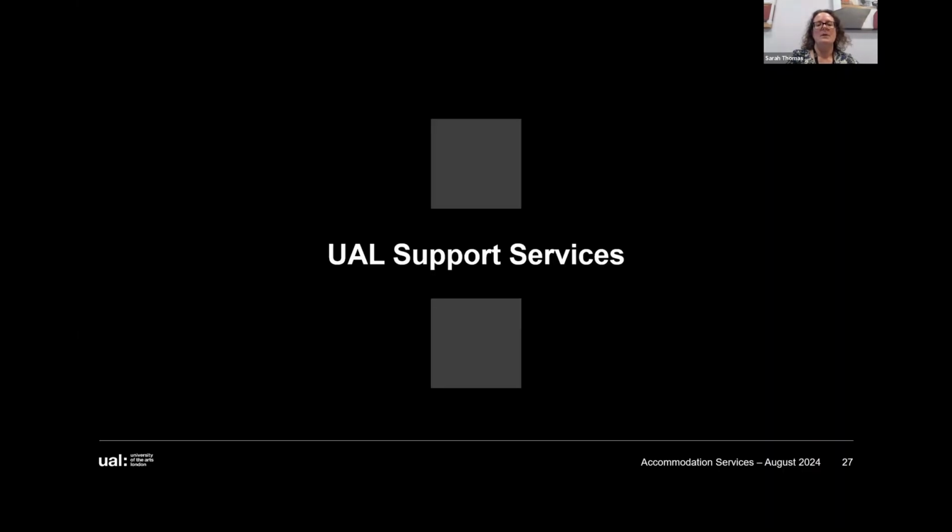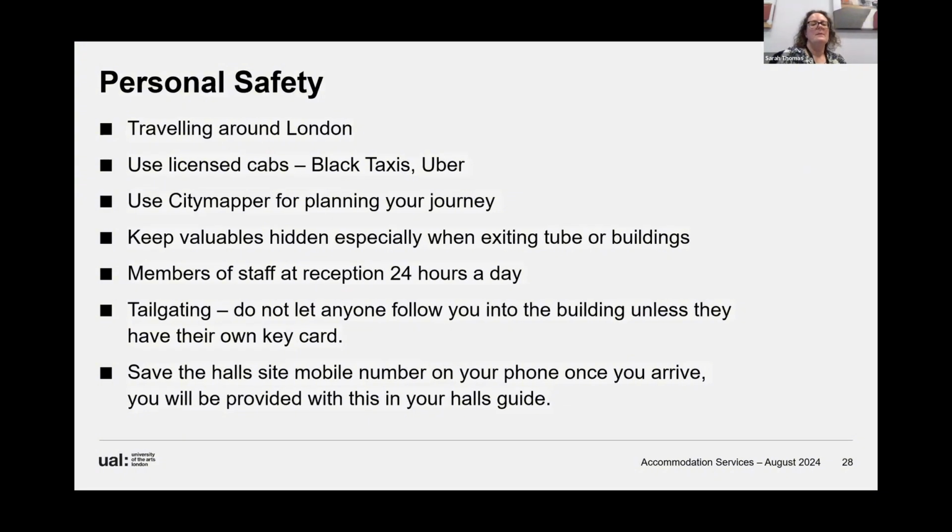Next slide. So, other support services with UAL. There's a lot on Hall's Life that we keep referring to online. There's information about travelling around London. We suggest using licensed cabs, black taxis, Uber, and having City Mapper on your phone for planning your journey. Keep your valuables hidden, like your phones. Don't just get them out when you come out of the tube or out of buildings. Keep them hidden.